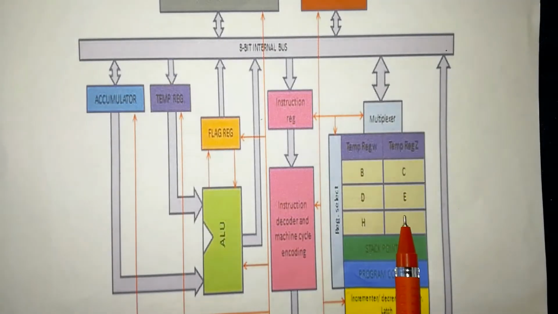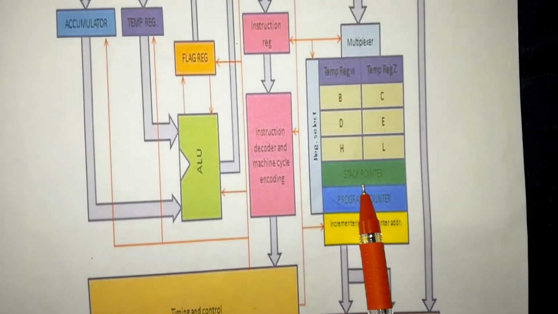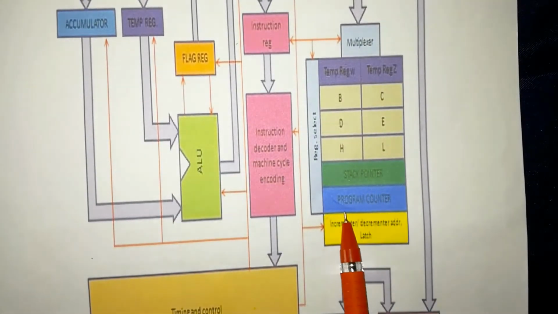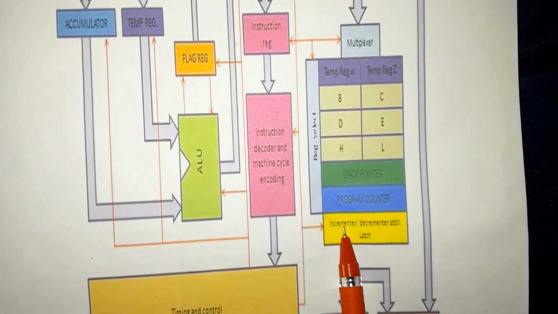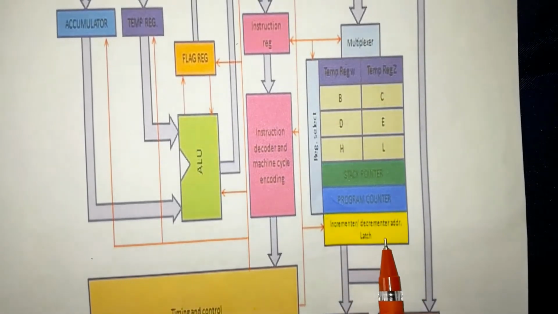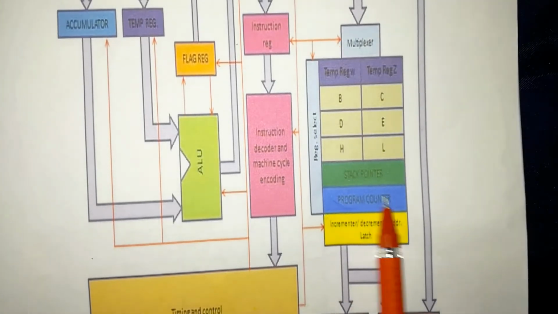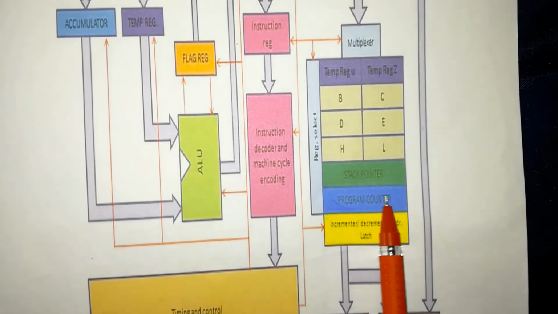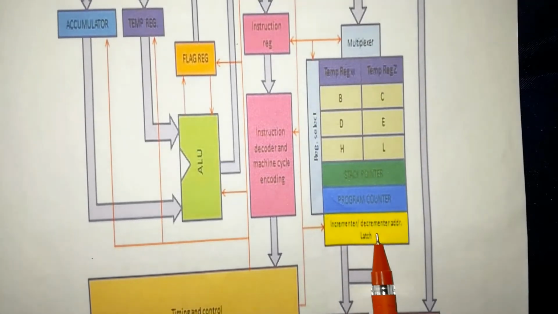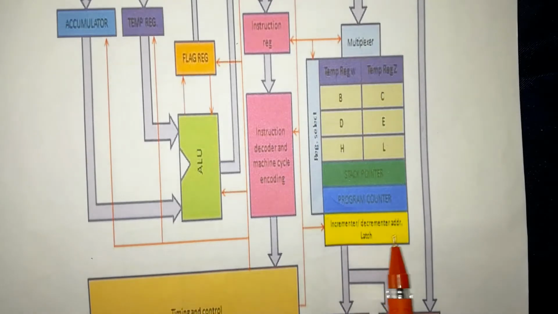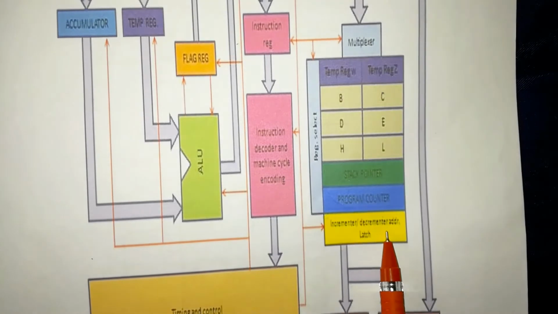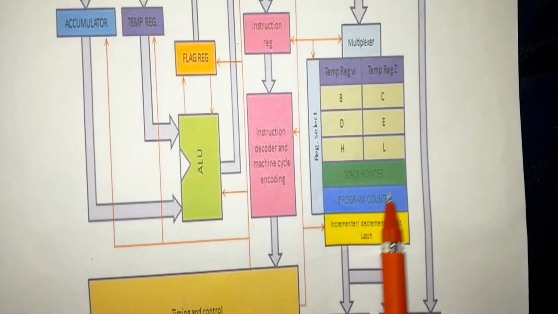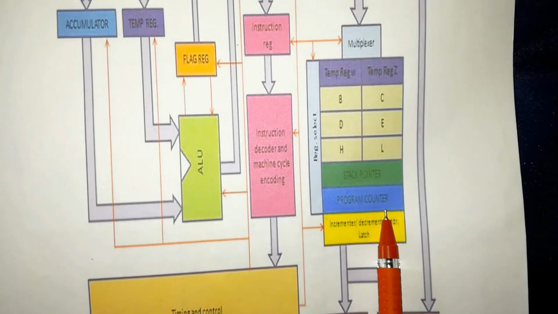The other group of register is special purpose register. In special purpose register, stack pointer, program counter and incrementer or decrementer address latch comes. Stack pointer and program counter, these are 16-bit registers. This is also 16-bit register, incrementer or decrementer, and this is used to increment or decrement one at a time from the contents of stack pointer or program counter.